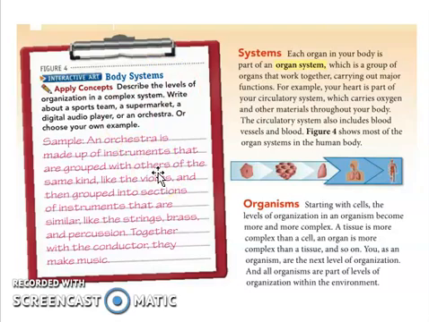Describe the level of organization in a complex system. Write about a sports team, a supermarket, a digital audio player, or an orchestra. Or choose your own example. For me, this is my answer. Okay, you can write your own. If you look at an example and compare some organization in your body, you can create one on your own. Orchestra. Okay, do you know what an orchestra is?